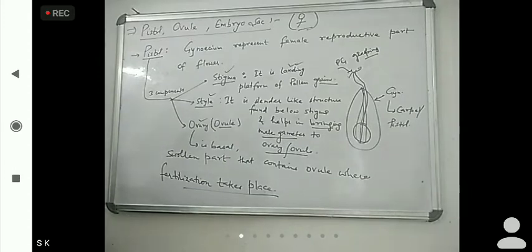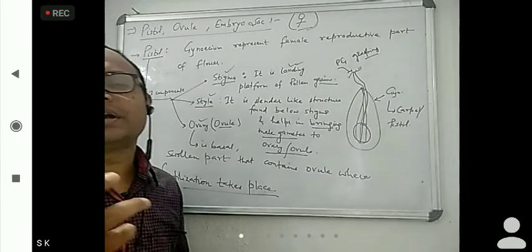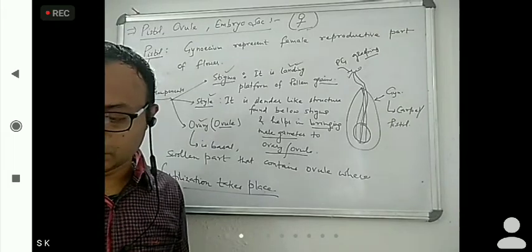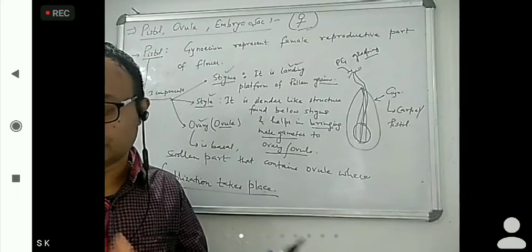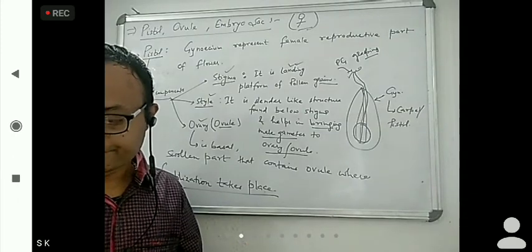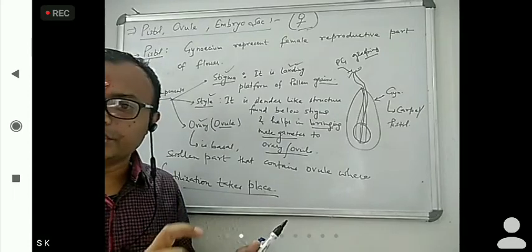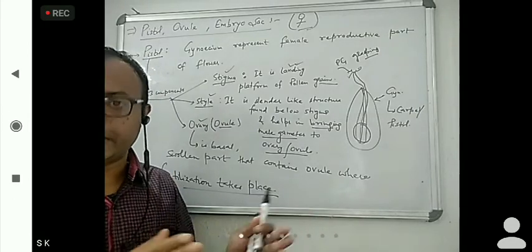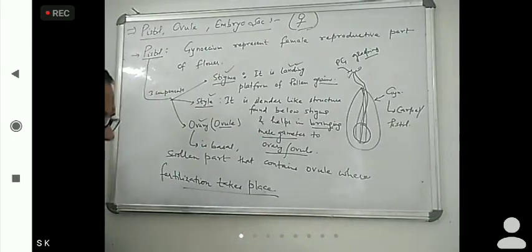Now sometimes the ovary contains an ovarian cavity, and that is attached with the placenta. On this placenta the ovules are situated and associated. Now we will see some important examples.